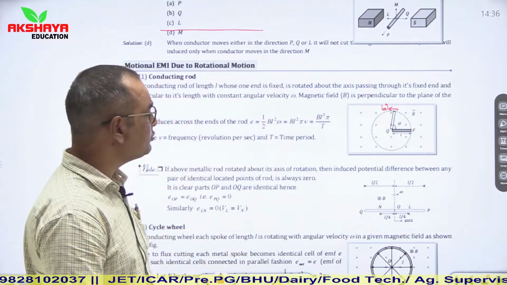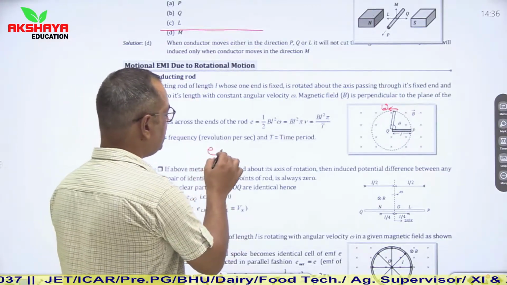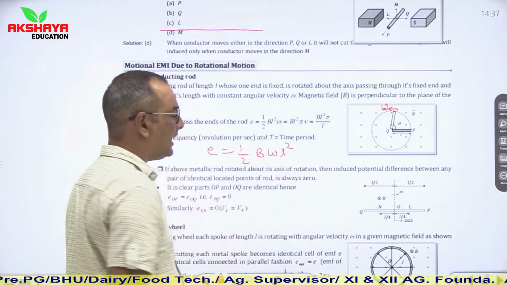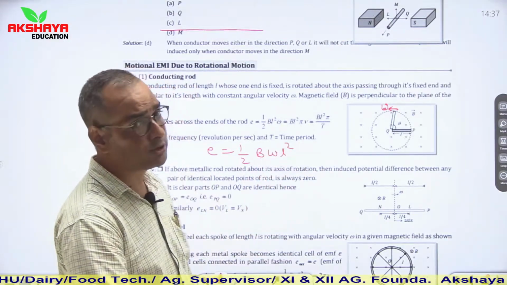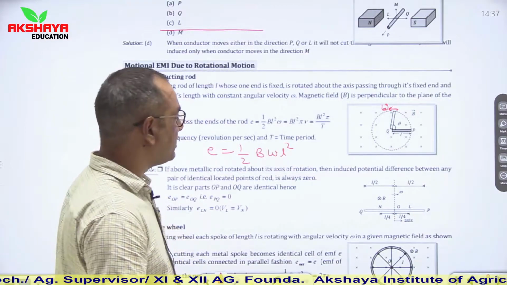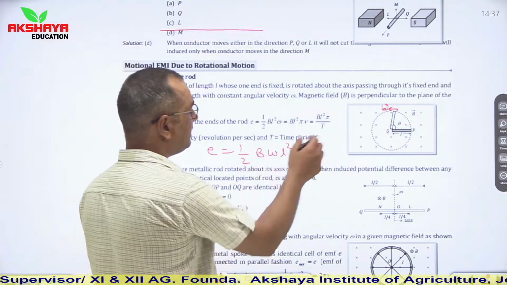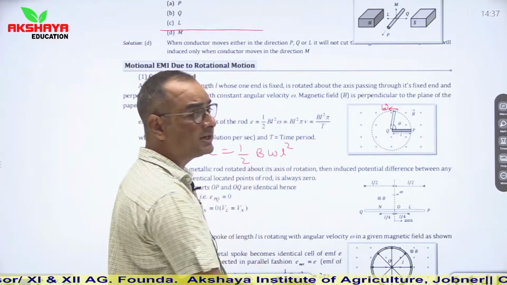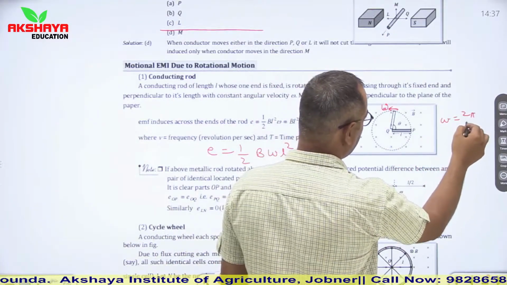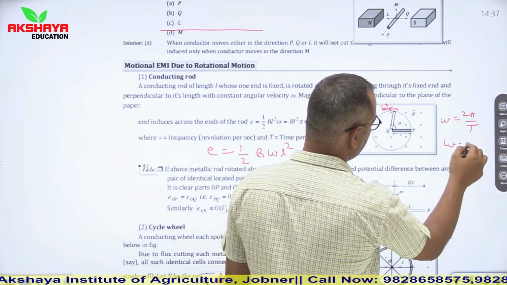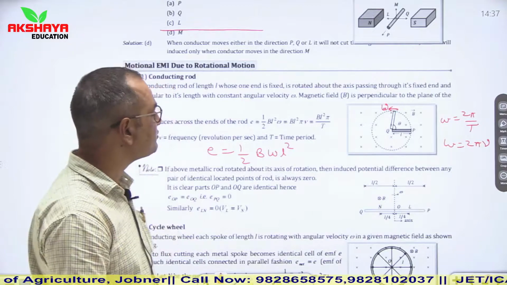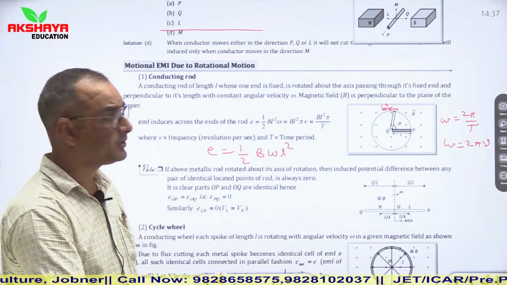In this case, the induced EMF is given by E equals half B omega L square. Here L is the length of this rod, B is the uniform magnetic field, and omega is the angular frequency by which it is rotating. We can also calculate this in terms of frequency or time period. So omega is equal to 2 pi upon T, or omega is equal to 2 pi nu. So we can use this relation in terms of frequency and time period.